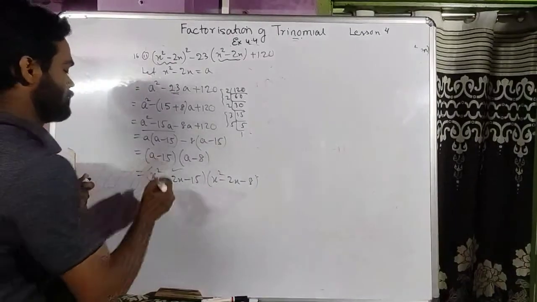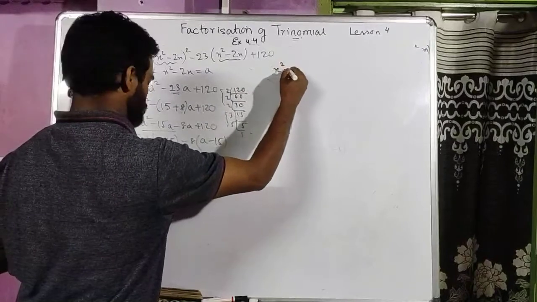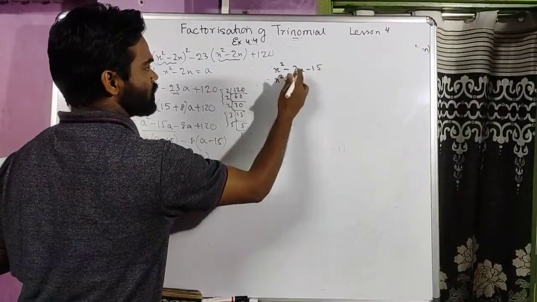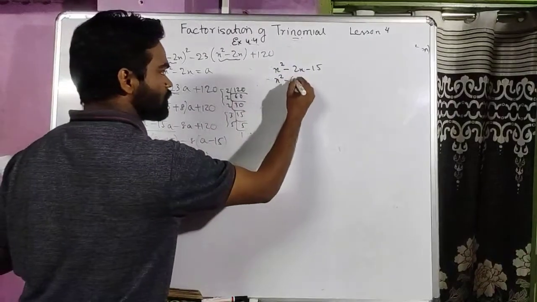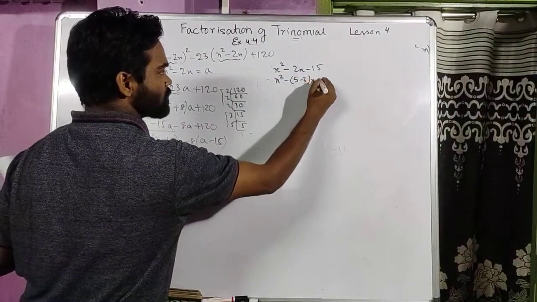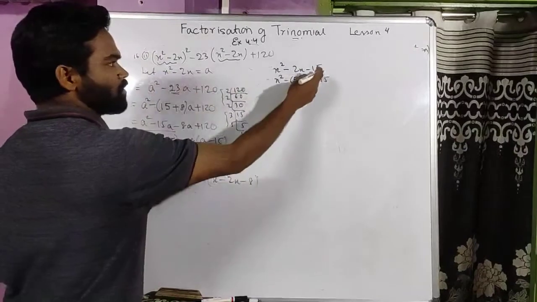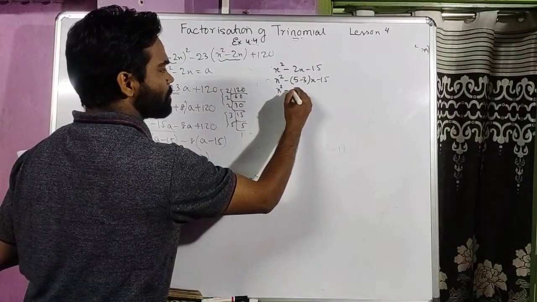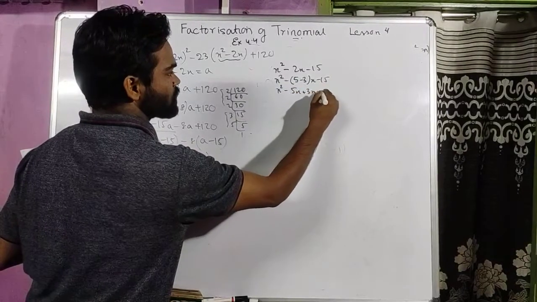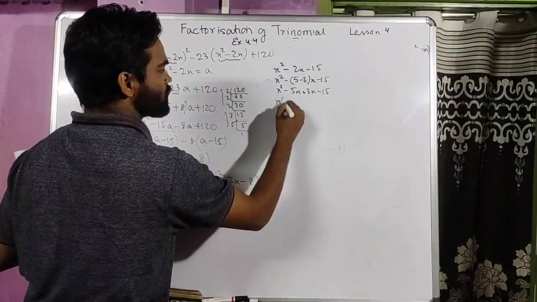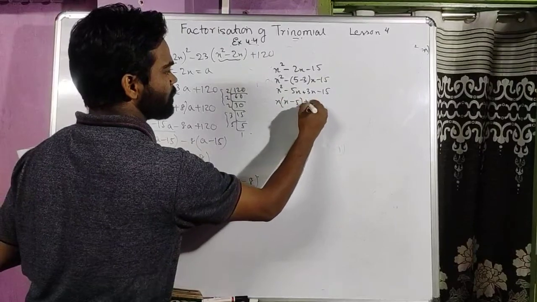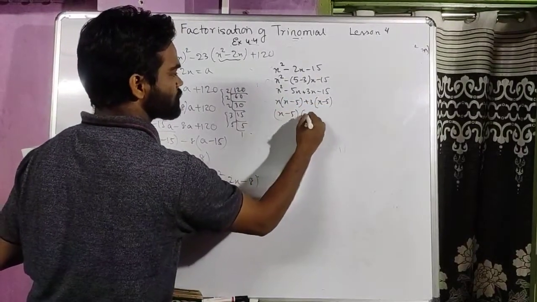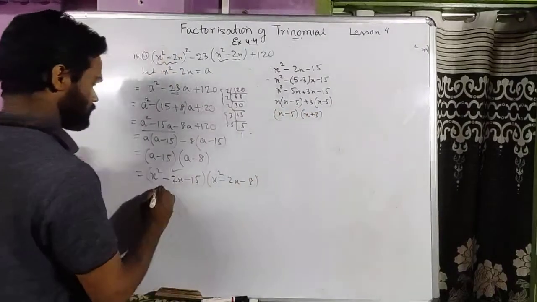So separately I'm doing it. We have x square minus 2x minus 15. So we can write this as the difference of two numbers, 5 and 3x minus 15, because we know the factors will be 5 and 3. So x square minus 5x plus 3x minus 15. So x taken common, x minus 5 plus 3 taken common, x minus 5. So this is x minus 5 times x plus 3. So this we have solved.